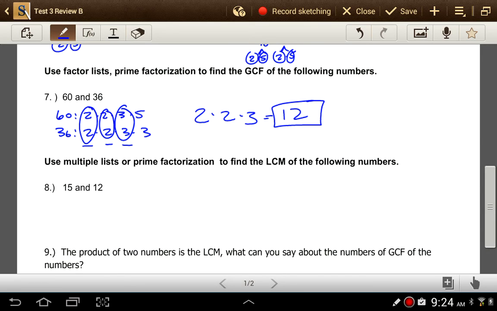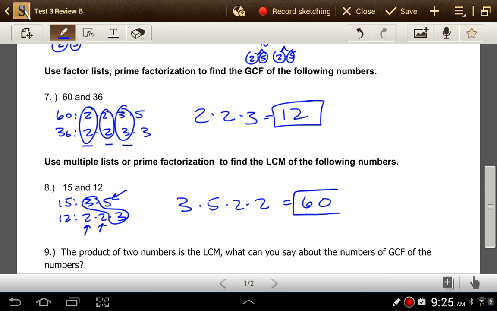Okay, hopefully you've paused it and did this. Again, I'm going to list them out. 15 is 3 times 5. 12 is 2 times 2 times 3. They have a 3 in common. And then I multiply what is left over. 5, a 2, and a 2. When I do that, I am going to get 15 times 2 is 30 times 2 is 60. So they have an LCM of 60.